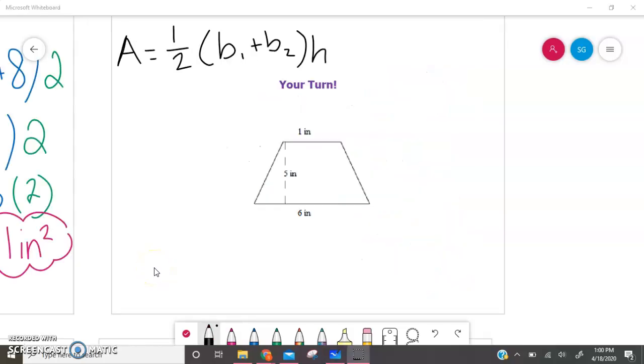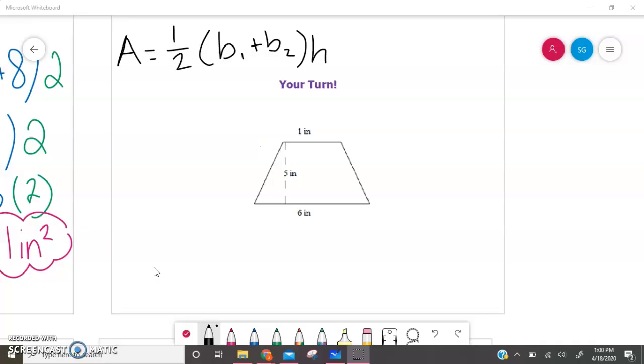Alrighty, ladies and gentlemen, so here is the first one I want you to try on your own. I've given you the formula at the top, and use the same steps that we were using for the other two problems. When you're finished solving, go ahead and enter your answer.